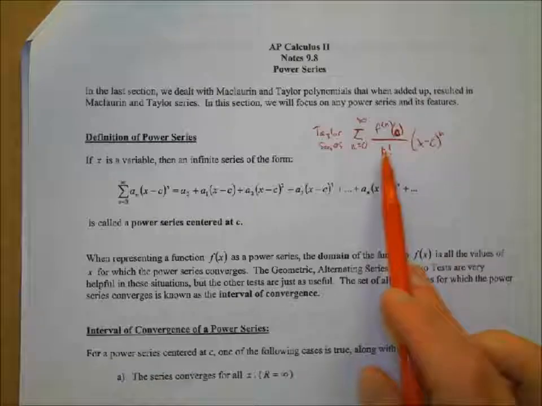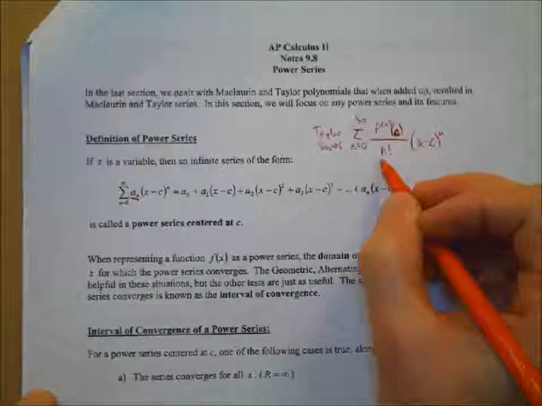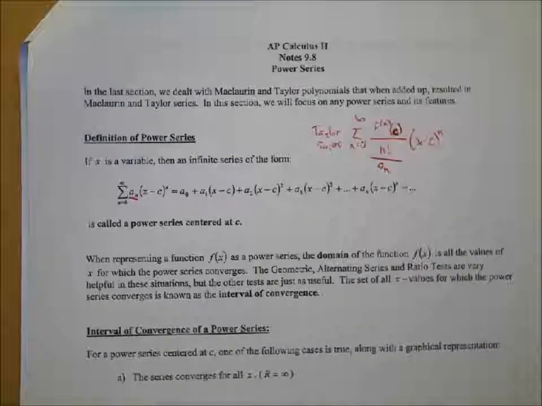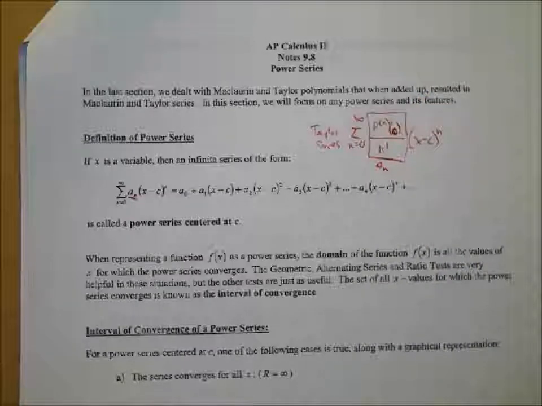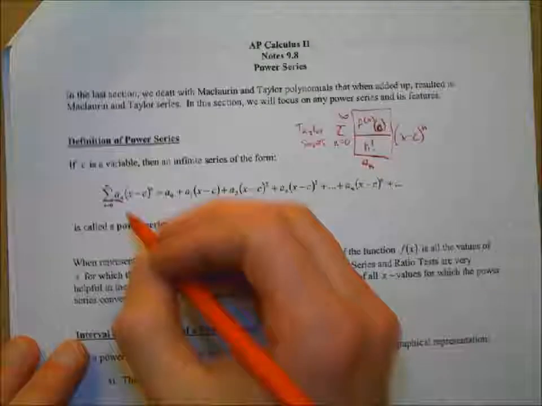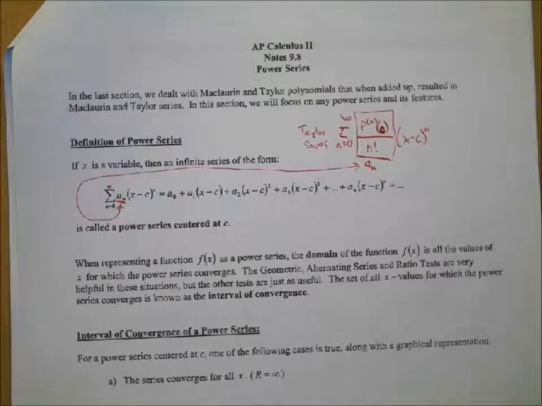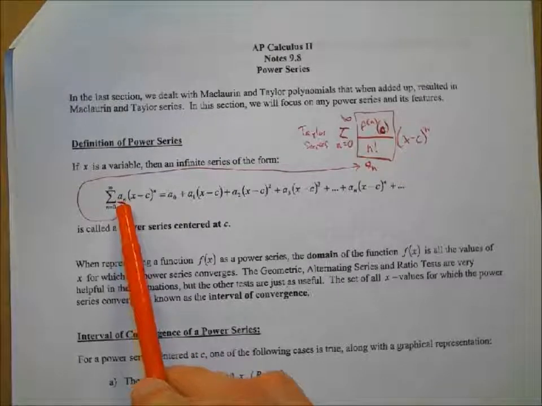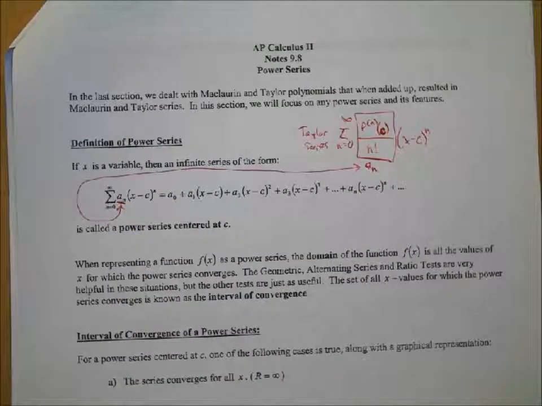So the Taylor series is a specific kind of power series. That a sub n is this piece right there, and what's in parentheses is c. So you can see how the Taylor series is also a power series. A power series is a more general category; that a sub n can be more generalized instead of just specifically what the Taylor series is.